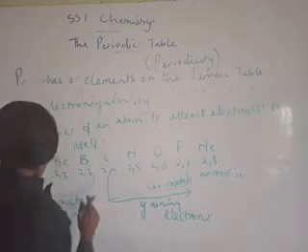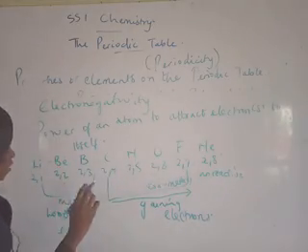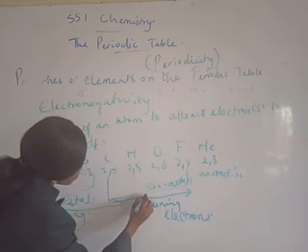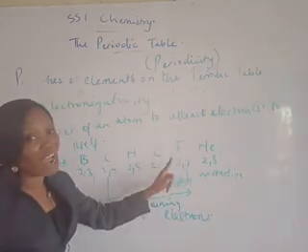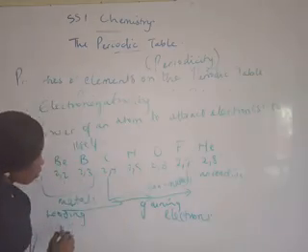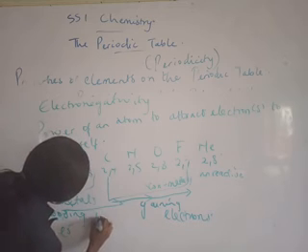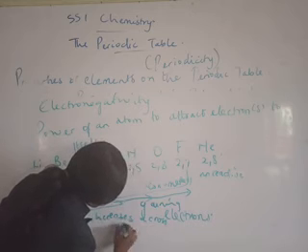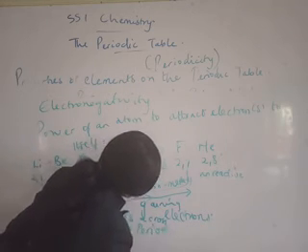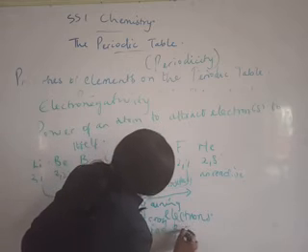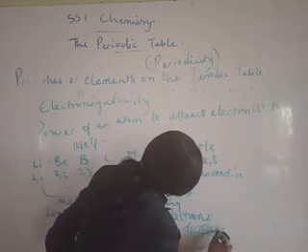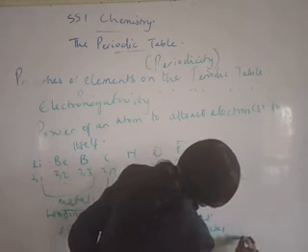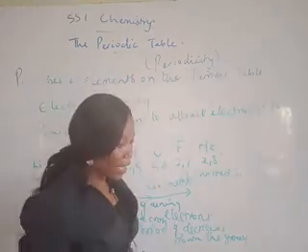So when we say the trend now, look at it. Electronegativity increases across the period. It increases across the period because fluorine has the highest reactive power. So it increases across the period and decreases down the group. If you have questions, you can see me later.